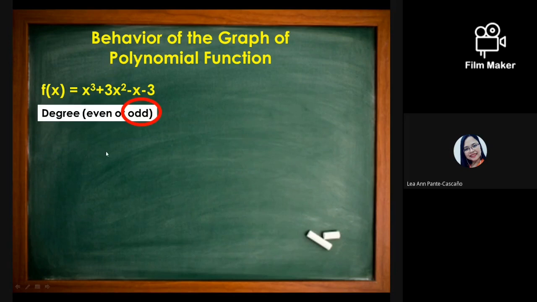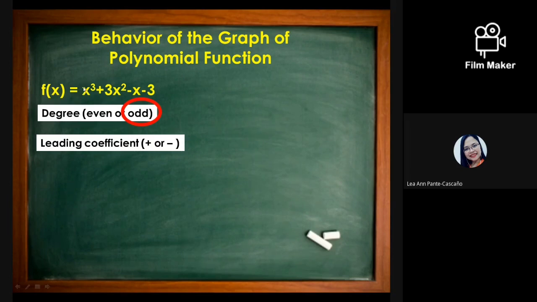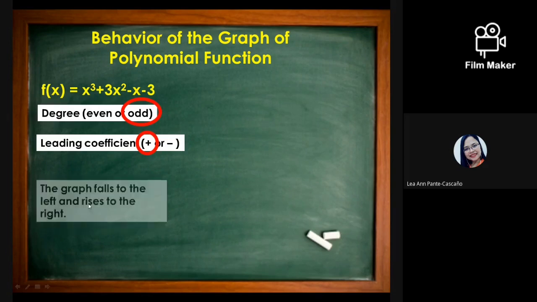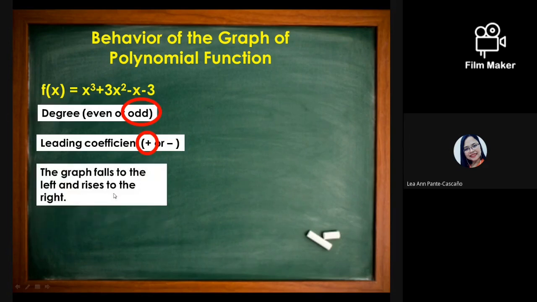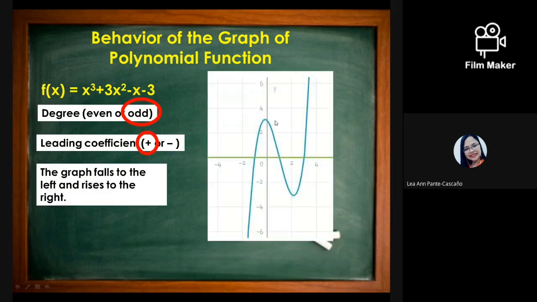Okay? Now, let's see the leading coefficient. Is it positive or negative? Let's see if this is x cubed. We don't have negative sign here. Therefore, the leading coefficient is positive. Okay? So, if that is now odd, positive, what is the behavior now of the graph? The graph falls to the left and rises to the right. So, let's see. It falls to the left, but it rises to the right. So, basta tandaan po, pag odd, positive, pataas yung sa kanan, pababa naman po yung sa kaliwa.